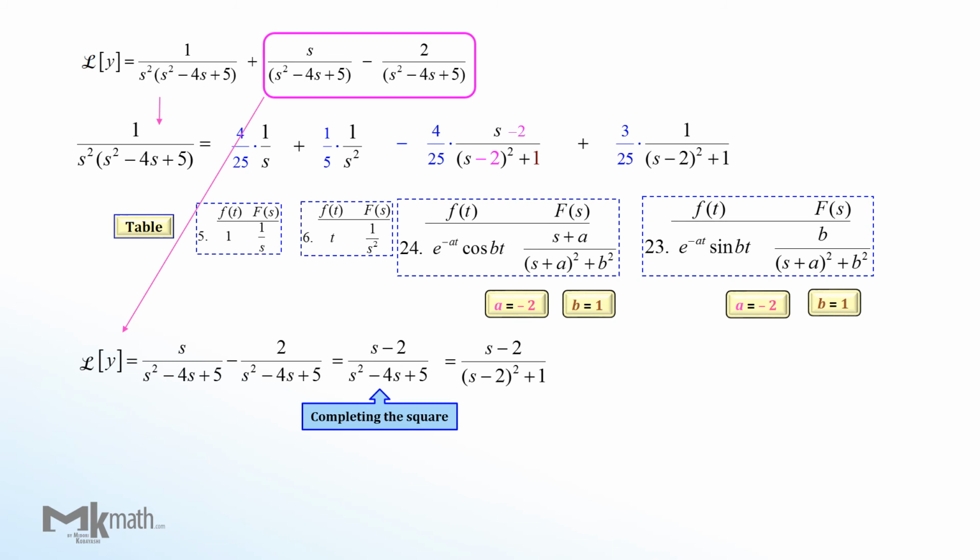Now, if you take a closer look at the result, it is exactly the same form as the third one of the previous work. So we use the entry number 24 with a equal to negative 2 and b equal to 1 for that term. Since we found all entries of Laplace transforms for our question, let's list them all.